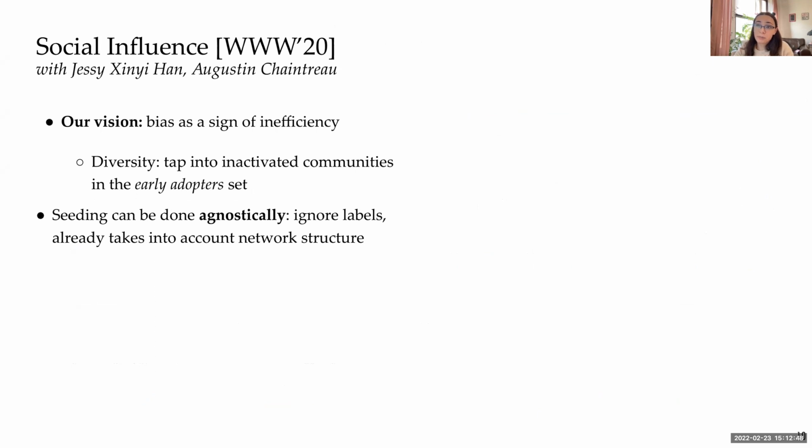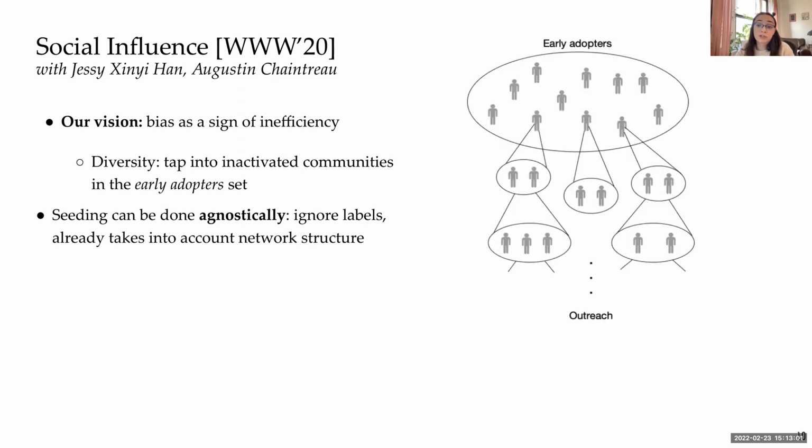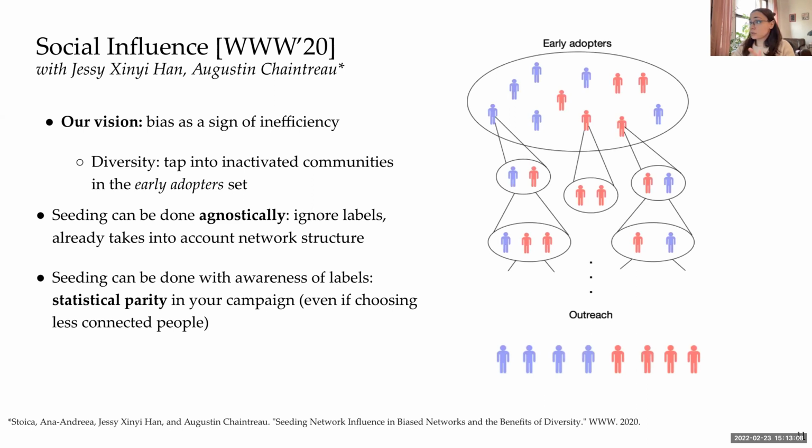So we want to compare that with, if you work with some traditional heuristic, you would seed and you would choose this set of the seed set in an agnostic way. You would ignore the labels and you would assume that takes into account the network structure to begin with, like we said before. What we do is to say, well, we can be aware of the labels and aware of this community affiliation, and we want to make sure that actually in the early adopter set, we have better representation of these different communities. So that might mean that we're choosing even less connected people to begin with, but we'll see how that plays out.